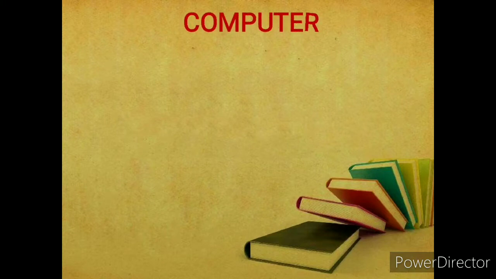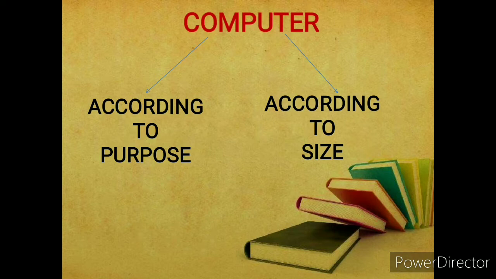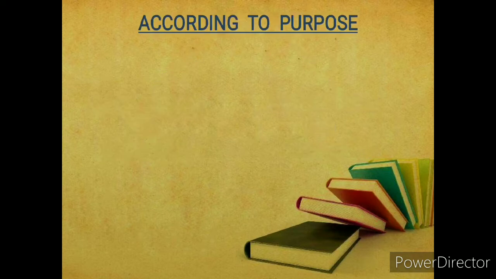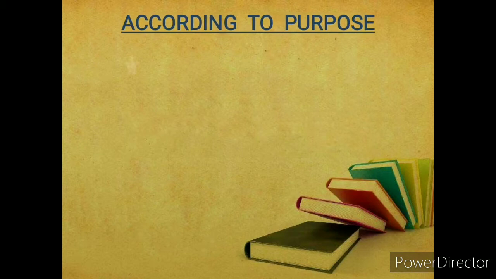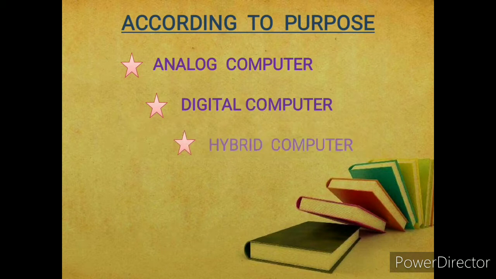Computers are classified into two categories. First is according to purpose and second category is according to size. Computers are divided according to their shapes, sizes and working. Let's learn the first category, that is according to purpose. According to purpose, computers can be divided into three categories. First is analog computer, digital computer and the last is hybrid computer. Let's understand each of them one by one.